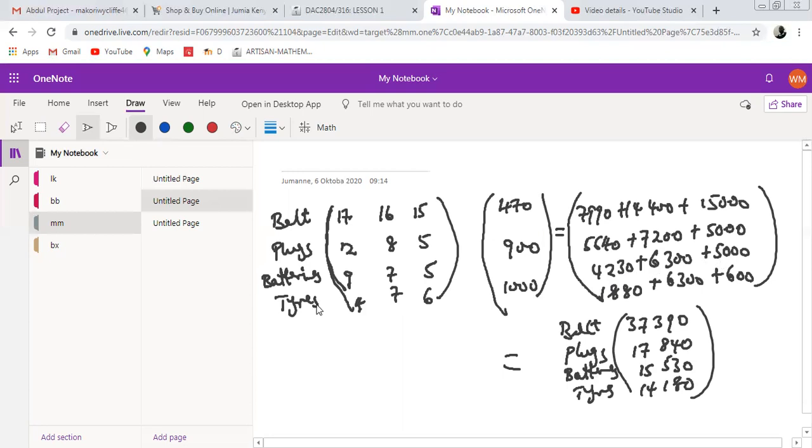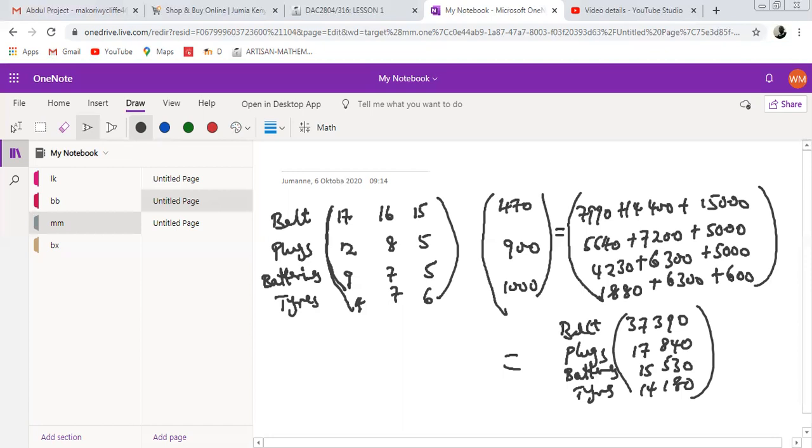And lastly, for the tires, each requires 4. For the saloon, we multiply by the number of saloon. 7 for station wagon times the number of station wagons. 6 for double cabins times their number. That is where we are getting this one from. So remember, this one is 6,000 here, not 600.